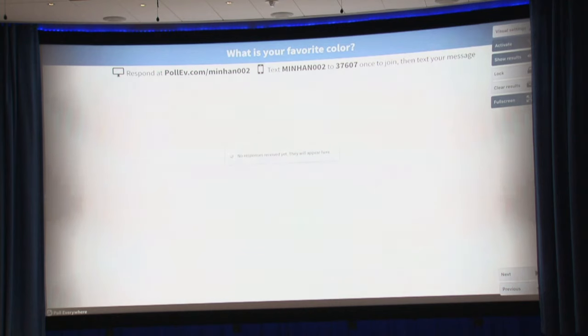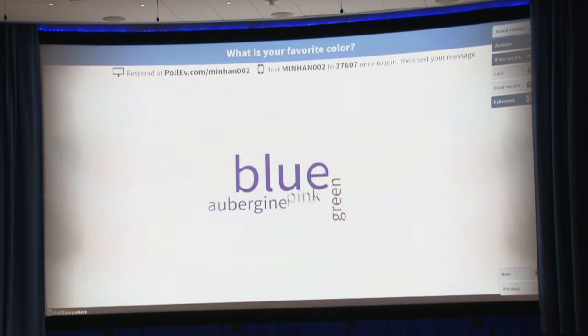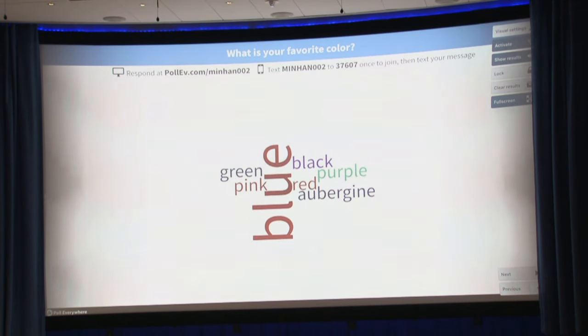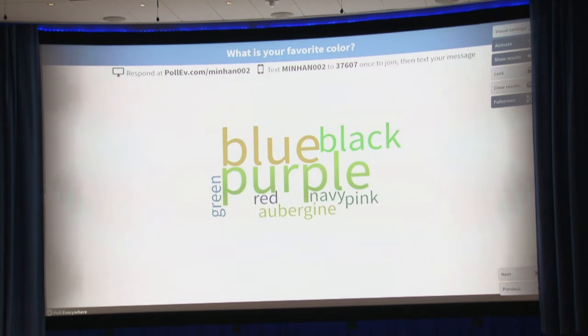So what is your favorite color? Can you please answer it? Okay, green. Somebody loves green. Blue. Very good. Pink. Okay, blue. If the word is bigger, it means more people answer the same color. The word gets bigger means more people answer for that.